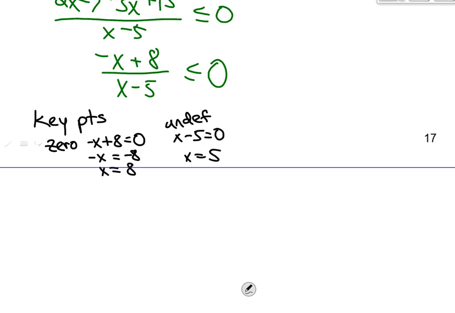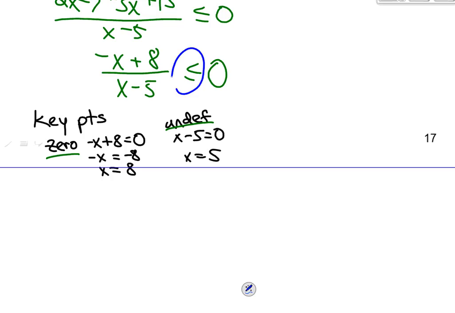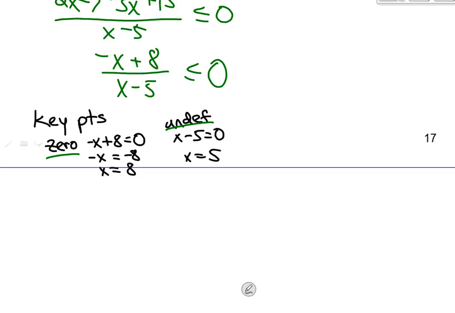So these are our two key points, and I do try to write myself a little note about the 0 or undefined, because this one is, and I'll use the magic pen a second. This one is less than or equal to 0. So we know that it can include the zeros. And so this 8 will be included, but the 5 will never be included because that's an asymptote. So if that's on a boundary, that can be used here.